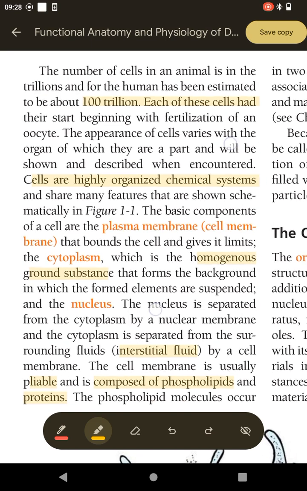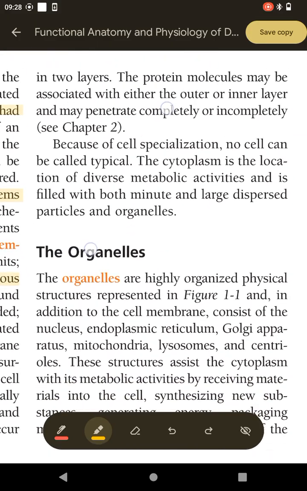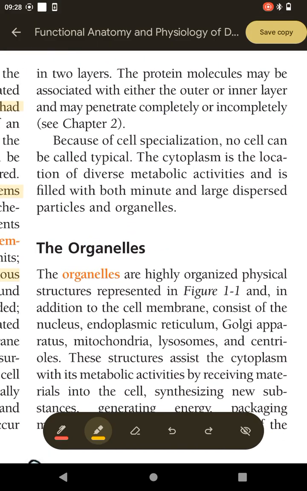The phospholipid molecules occur in two layers. The phospholipid layer occurs in two layers. Also, the protein molecules are associated with them. The protein molecules may be on the outer layer or inner layer, and may penetrate completely or incompletely.